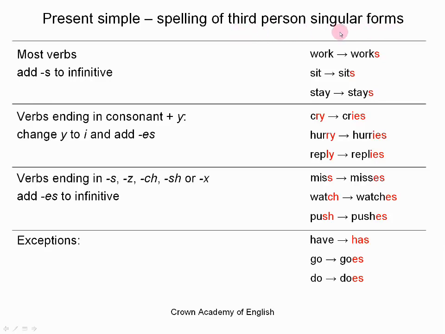And all the other forms, so the I, the you, the we, and the they, always take the infinitive form. There are no exceptions to that. So this slide here, this presentation here, is simply for the different spellings and the different pronunciations of the third person singular forms of the present simple. Okay, so let's move on.